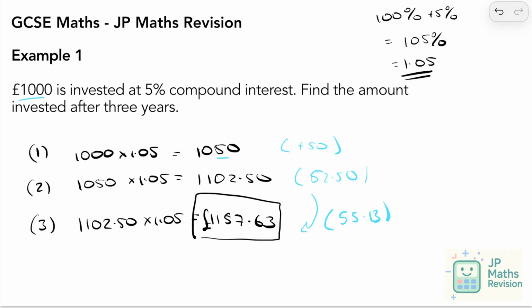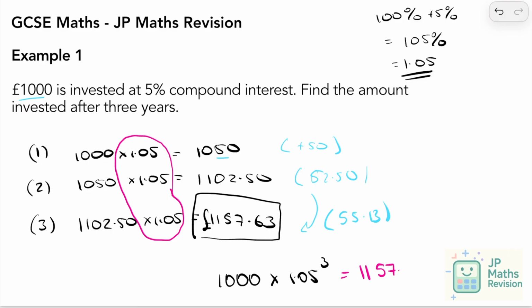So another way we could have done this question is we could have simply done 1,000 times 1.05 to the power of 3, because that's what we effectively did. We multiplied by 1.05 3 times because we were finding the total amount after 3 years. So if I just type that into my calculator, I get £1,157.63, and that's all in one step.